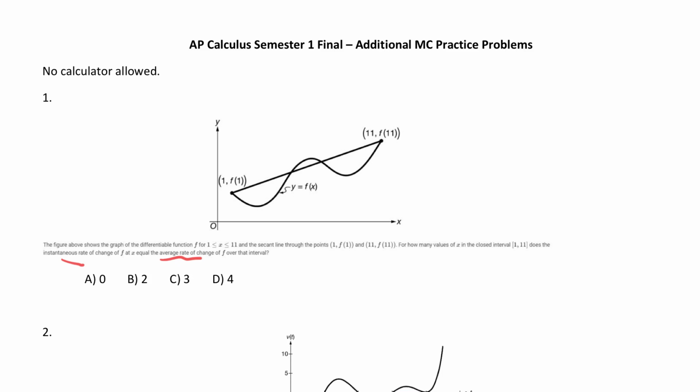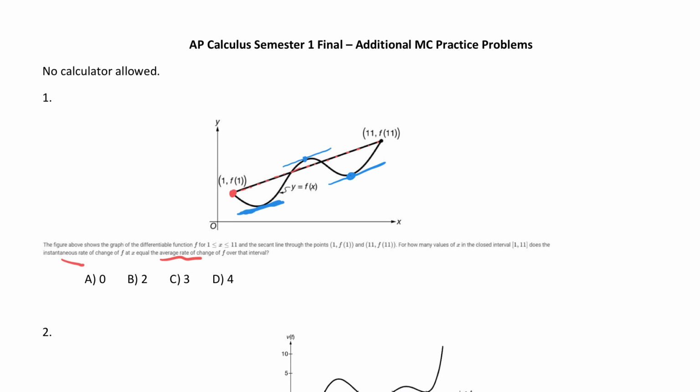Well, since we have an average, that would be this secant line that is shown right here. Instantaneous would have to be tangent lines that are parallel to this. So if I make one parallel, it's going to cross right here. I can make another one parallel to this, and that's going to cross right there. And then I can make one more that will cross right here. So there you go. We've got 1, 2, 3.